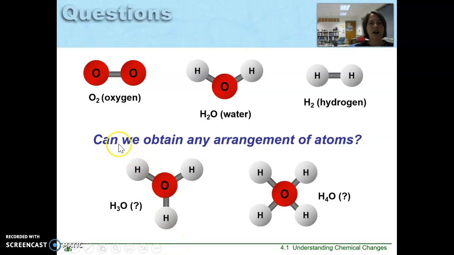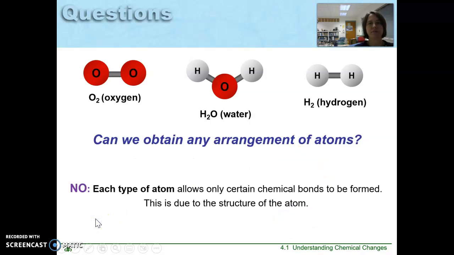Another question I have is, can we obtain any arrangement of atoms? Can we have O2, H2O, and H2? We know those are real things, but could I have H3O or H4O? Nope.